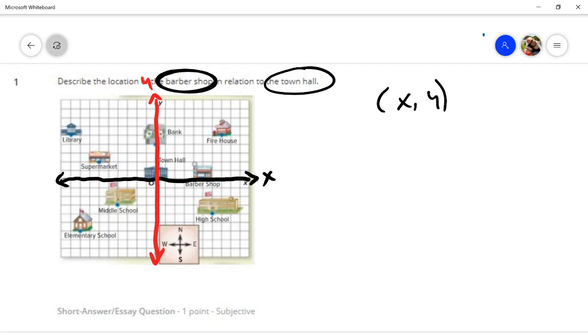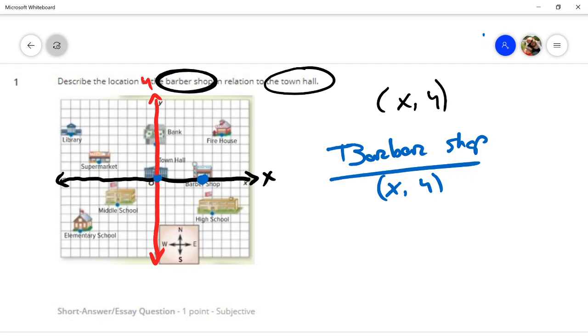Okay. Now, the barber shop is right there, and town hall is right there. So let's go to the barber shop first, because that's the first one that was on the question. So if I look at x first, remember it's x comma y. Where is it on the x? 1, 2, 3, 4, 5. And where is it on the y? Oh, 0. Okay. Remember the 5 is the horizontal and the 0 is the vertical. Okay, so the barber shop is at 5 comma 0.